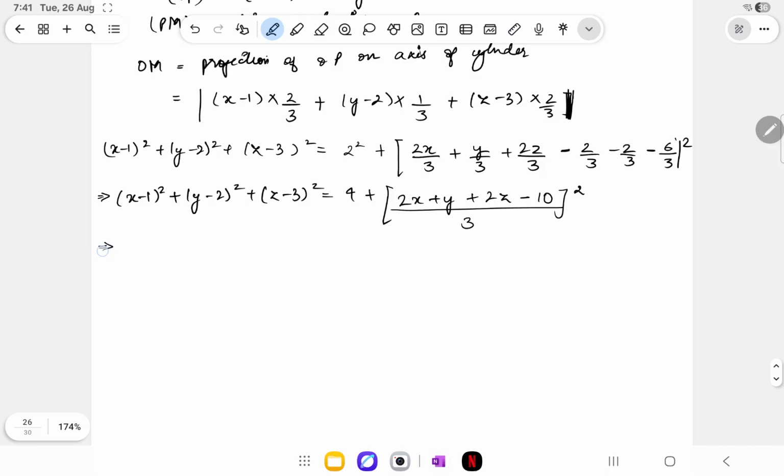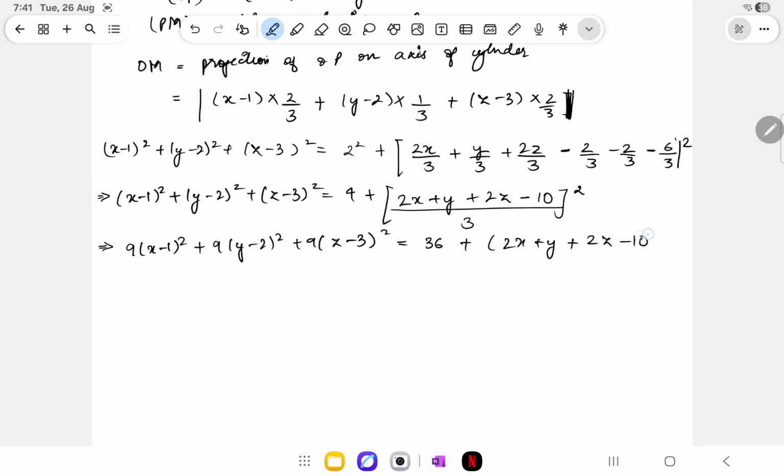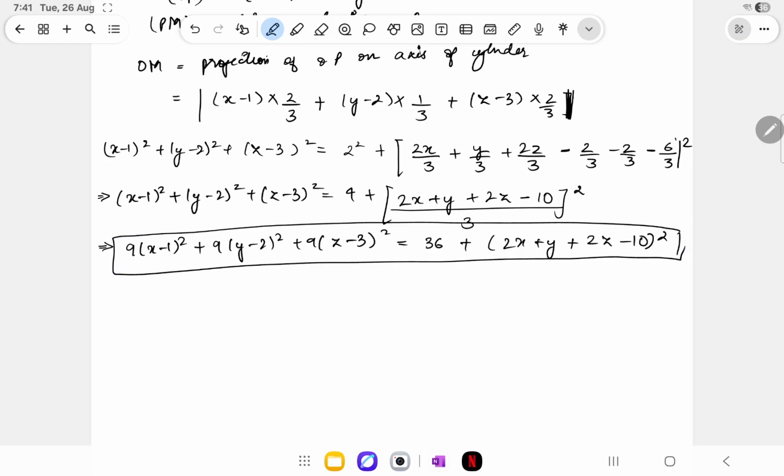So if I simplify it, I'll get 9 into x minus 1 square plus 9 into y minus 2 square plus 9 into z minus 3 square is equal to 36 plus 2x plus y plus 2z minus 10 square. So this is basically my required equation of cylinder, and we can also further simplify it by opening the whole square thing, and we'll get the simplified equation of cylinder.